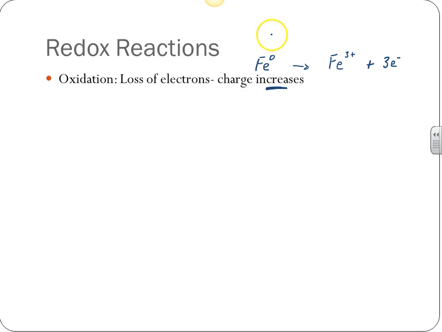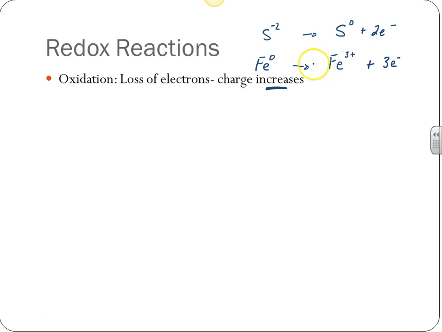Now we could also have something like this. Say we have sulfur with a -2, and it becomes sulfur 0, elemental sulfur. That's still an increase in charge, and if that happens, we would have 2 electrons given off. So we don't have to start with 0, we can start with something like -2.